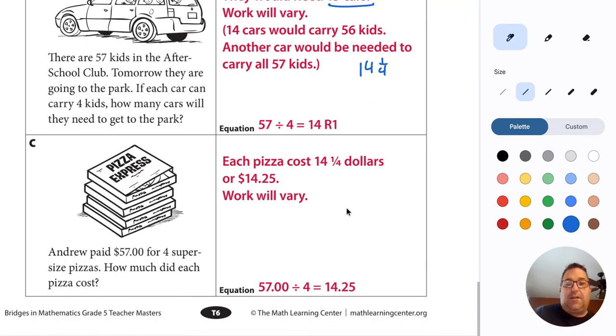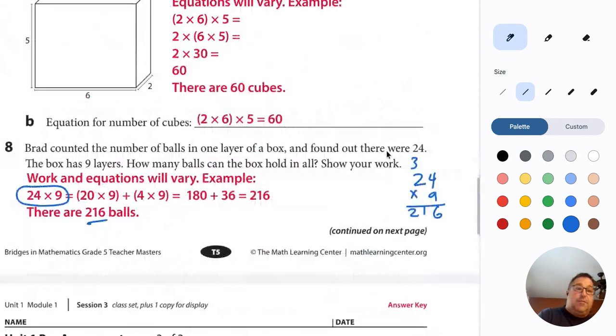And then finally, pizzas. Again, we know our answer is going to be 14 1/4. We already did the math. So we've got $57, and that got us 4 pizzas. Well, if each pizza is 14 1/4, what does that 1/4 mean? That's where that 25 cents comes into play. So again, just talking about remainders and what we do with those remainders.